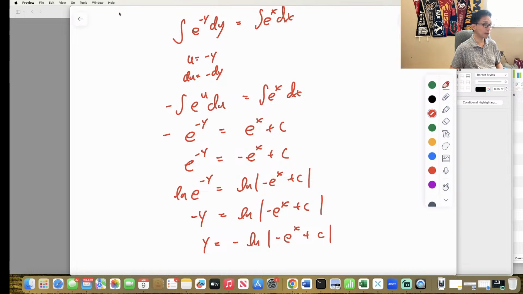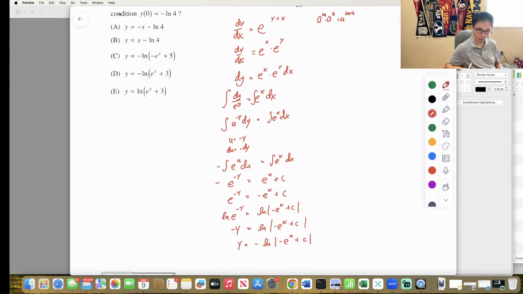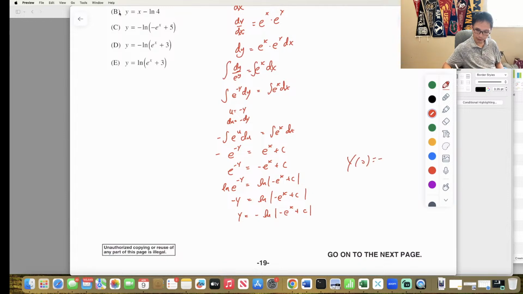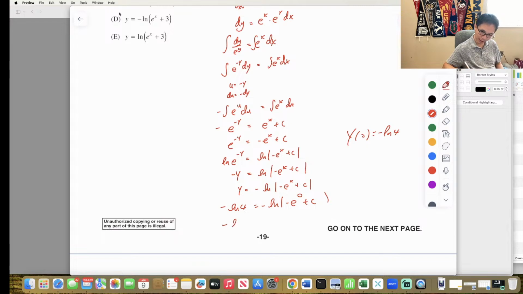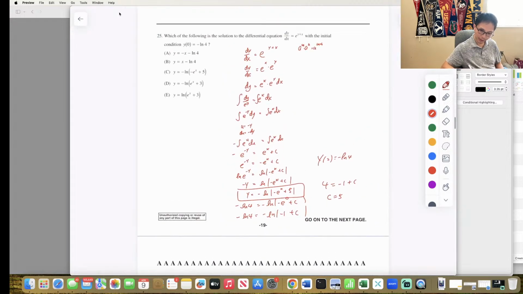Now, obviously there's an initial condition because they told you the initial condition is y of 0 equal to negative natural log of 4. So I'm going to plug in: negative natural log of 4 equal to negative natural log of negative e to the x plus c. Now this one's going to be 0 if I plug in 0 here. So that's going to be negative natural log of 4 equal to negative natural log of negative 1 plus c. C has to be 5 because 4 is equal to negative 1 plus c. C is equal to 5. So therefore, I replace this with 5, and I'm done. And this, my equation, C is the right answer.